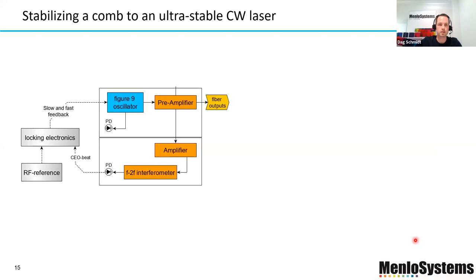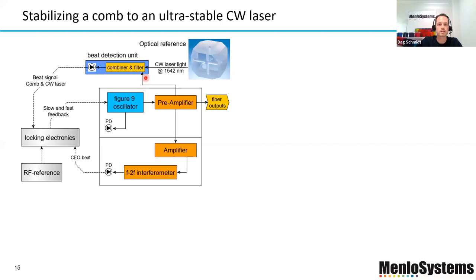Well, as you can see here, nothing changed for the CEO beat path. We do not change anything for the CEO beat, but we open the loop for the repetition rate feedback. And now we close the loop outside. We take a part of the preamplified light and send this into a so-called beat detection unit. The beat detection unit is in principle a combiner and a filter. Here, the light from the oscillator is superimposed with CW laser light from a high finesse cavity, for example. Usually they operate in the C band. Then you detect on the photodiode the beat signal between the comb and the CW laser.